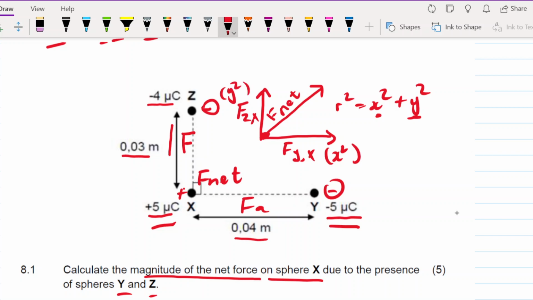So we need now to find this force, which is F of Y on X, and that force, which is F of Z on X, and then we're going to find the square root of the two, then that will be our F net. So that's what we have to do for this one. That is 8.1. So we first find the force of Z on X, which is equal to k qz qx all over r squared.